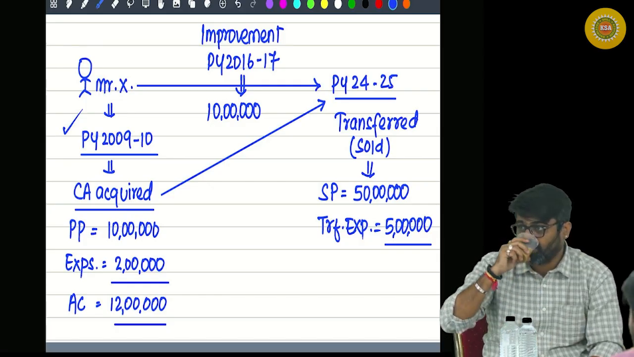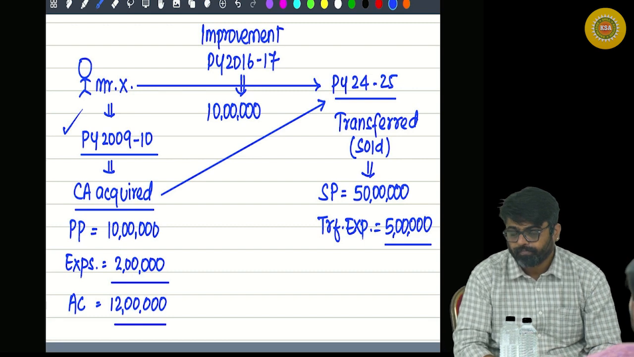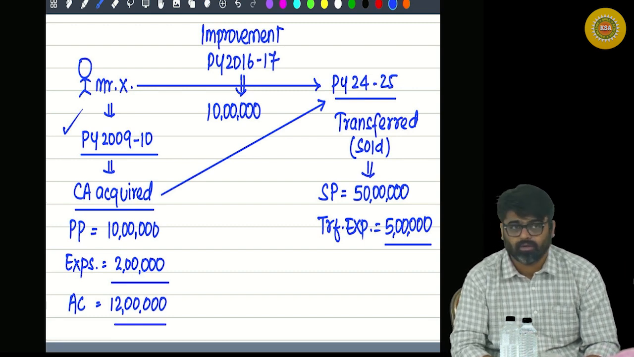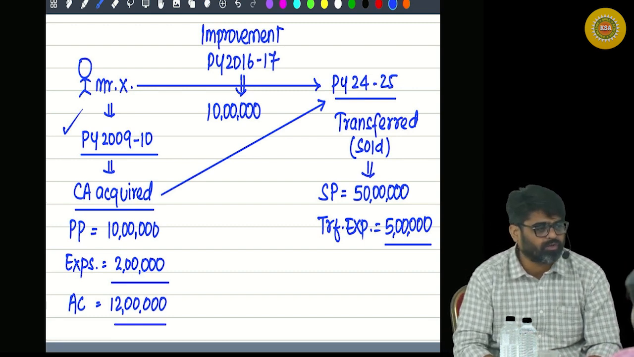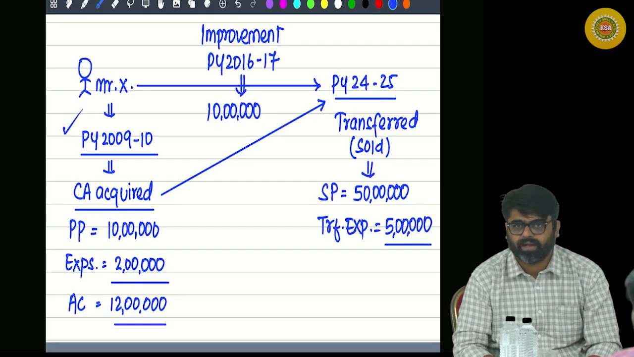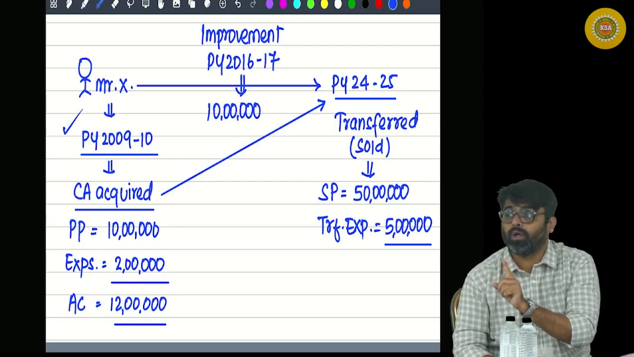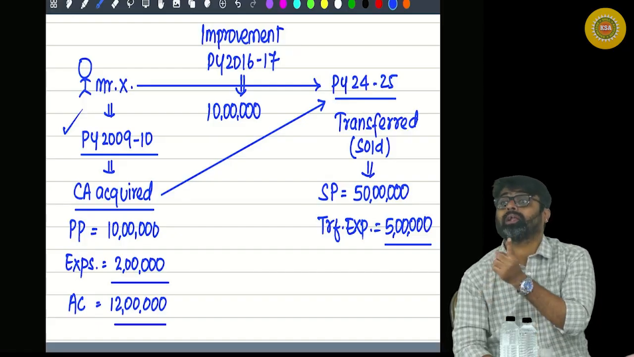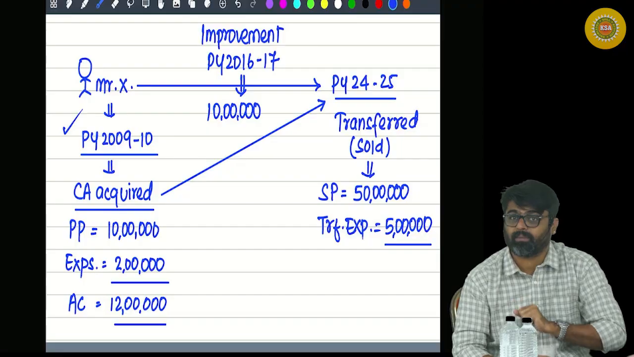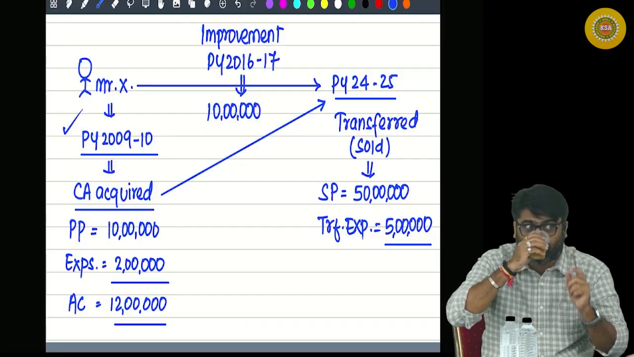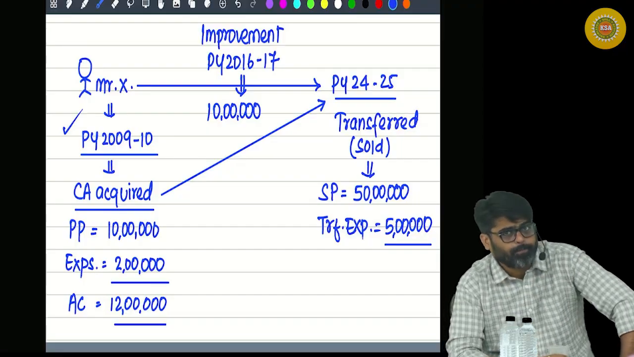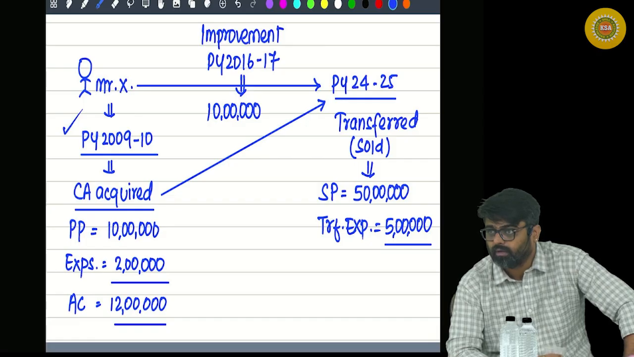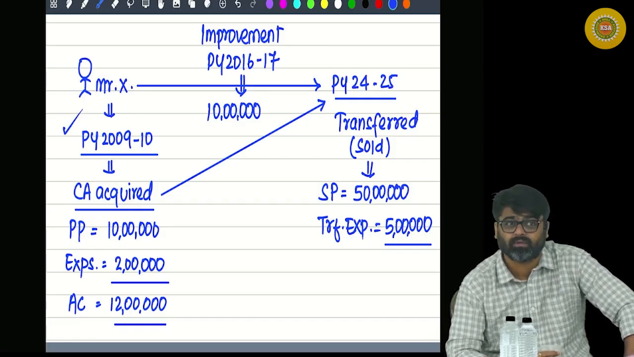Compute. How come 23 lakhs? What is the full value of consideration which you took? 50 lakhs. The full amount of consideration received or receivable for transferring the capital asset. What is that amount? Minus, which is your transfer expense. What will be your net consideration?